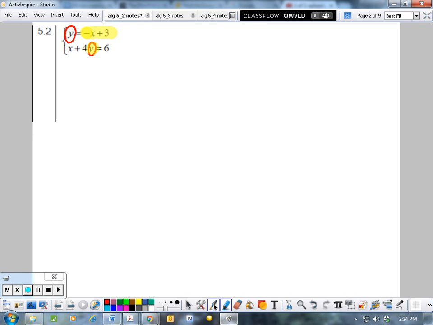So I'm going to put that where there's a y in this equation. So now I'm going to go ahead and work this out. So I'm going to rewrite this equation. So x plus 4, and now I get to that highlighted portion. So now I'm going to put the highlighted portion in, negative x plus 3. And then I'm going to keep writing that equation, equals 6. Now I'm set up. I can solve this equation.